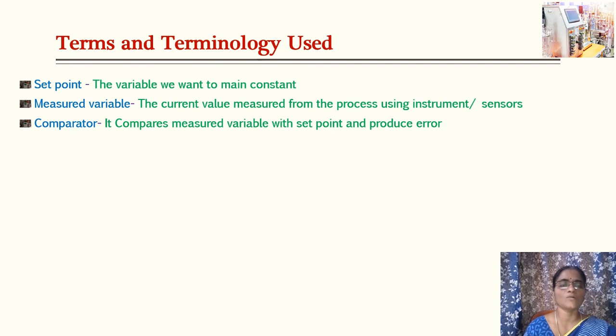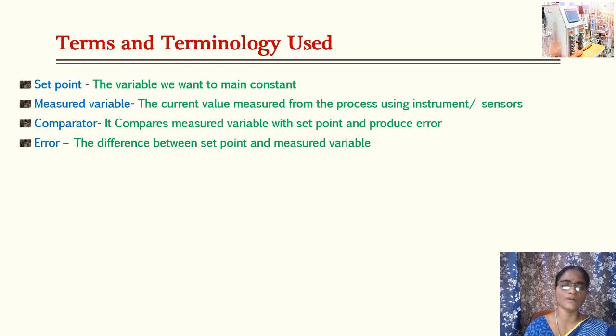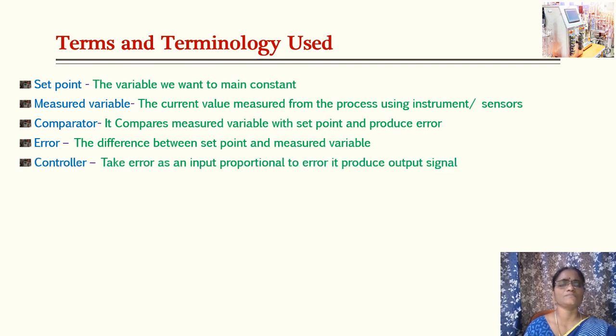Comparator. So what is the role of the comparator? It just compares two values. One is the set point and another one is the measured variable. Based on the set point and measured variable, it generates an error. Now what is the error? The error is nothing but the difference between the set point and the measured variable. It may be negative or positive.